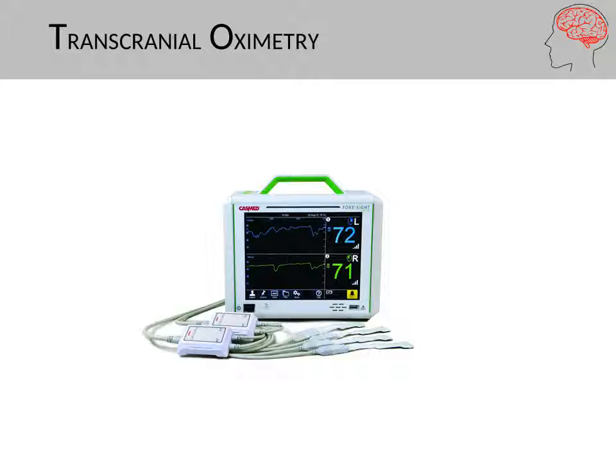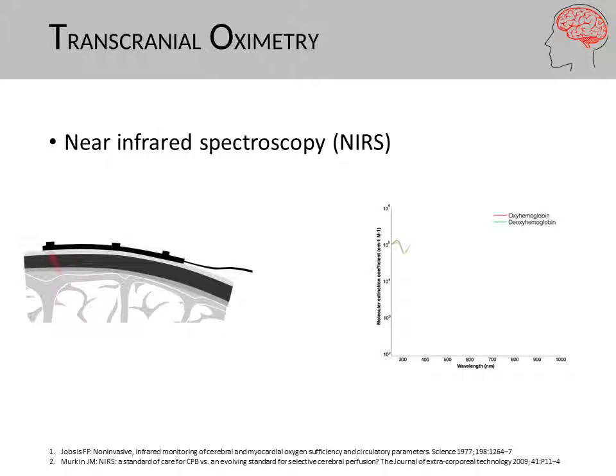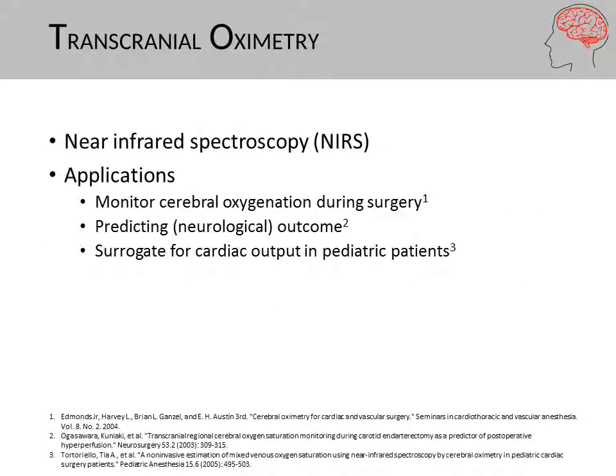And to do this, we used a device called a transcranial cerebral oximeter, and this uses transmission spectroscopy with near-infrared light because it can penetrate through the skull. And this device is clinically used quite often during surgery to monitor cerebral oxygenation during cardiac and carotid surgery, but it's also been investigated to predict neurological outcome after cardiac resuscitation, and also as a surrogate for cardiac output in pediatric patients.